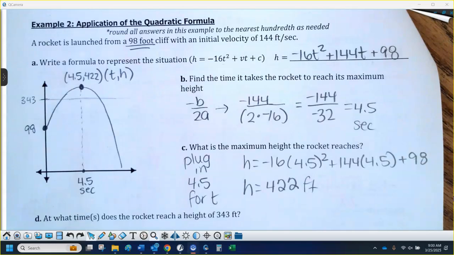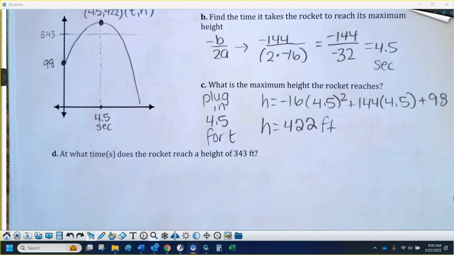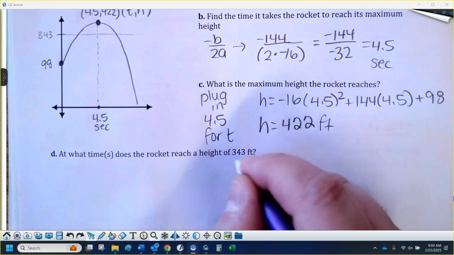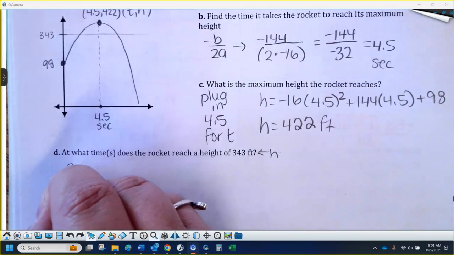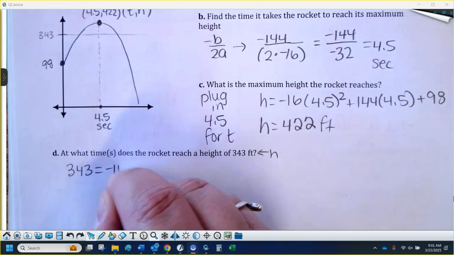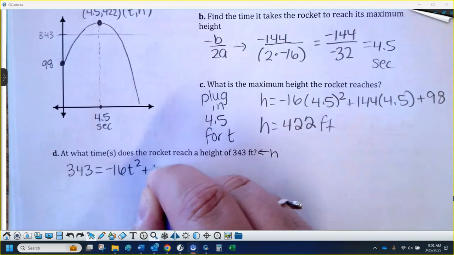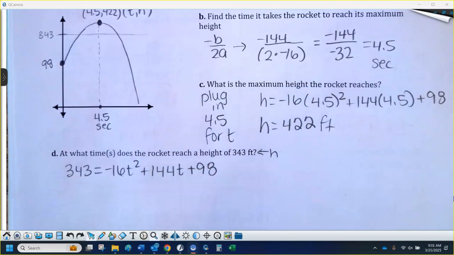We're going to grab our calculator to calculate this today, but we're just going to use the quadratic formula. So it's saying at what time is the height that? You're going to plug this in for the height. So when is the height 343? Plug in 343 for the height. And I'm just copying the formula. These are kind of big numbers, but we're just going to use the calculator to do this.